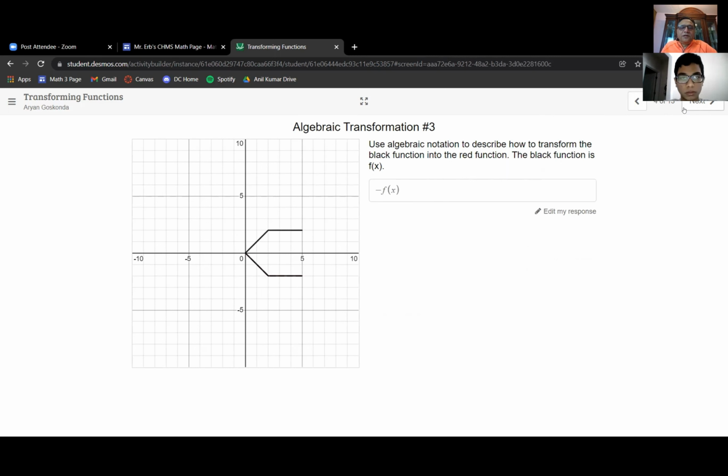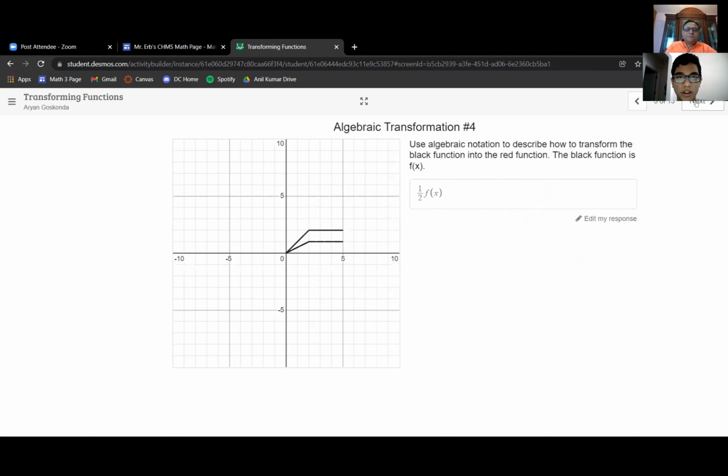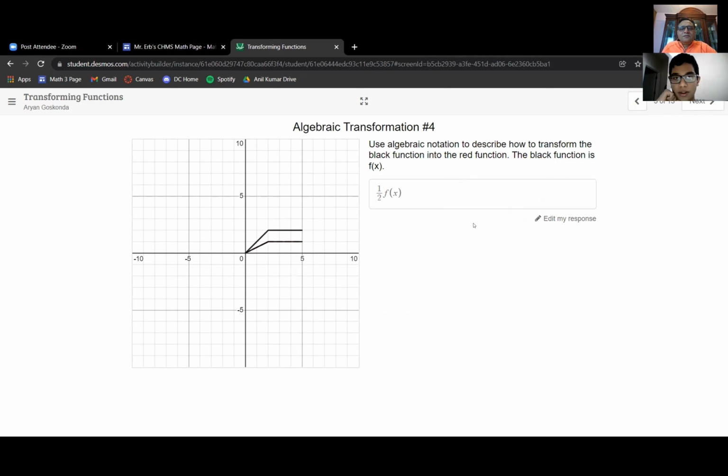In this case, it seems to be a reflection, right? That's what you're trying to show. Good. You can see my answer over there. Your answer is a minus, correct. And this is another one, vertically compressed by a factor of 1/2.